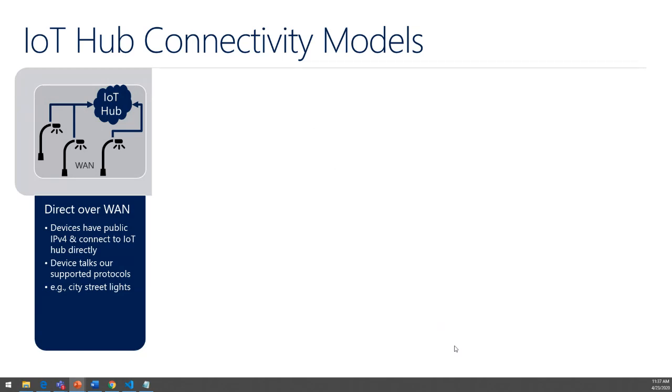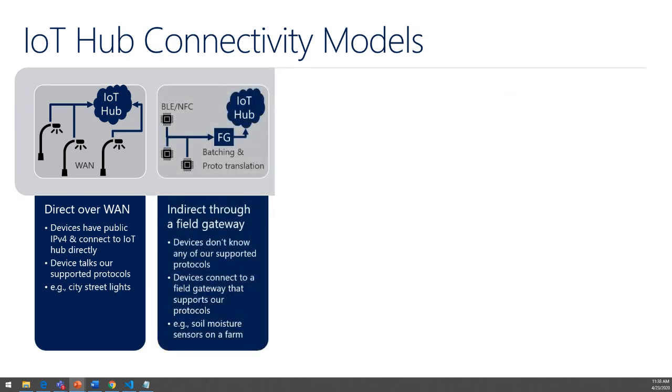All right, there are different ways to think about connectivity from your device to IoT Hub, and I'm going to go over the different types. One is devices that have IP version 4 and connect to IoT Hub directly. These devices talk to our supported protocols, and you can connect them directly to IoT Hub. The example we're giving here is city street lights. They have everything they need to connect to IoT Hub, and they're good to go.